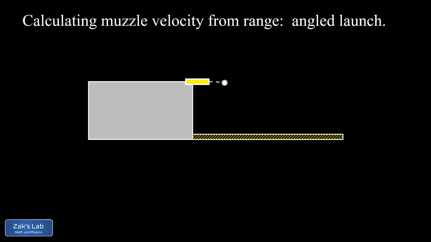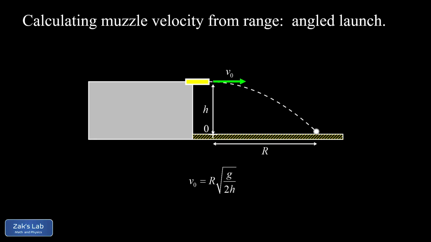In the previous video, we found a general expression for the initial speed of a horizontally launched projectile in terms of its range and initial height. And that muzzle speed turned out to be r times the square root of g over 2h. And this is a really practical way to measure the muzzle speed of a projectile launcher in the lab.